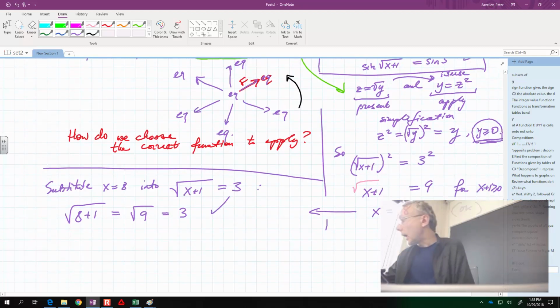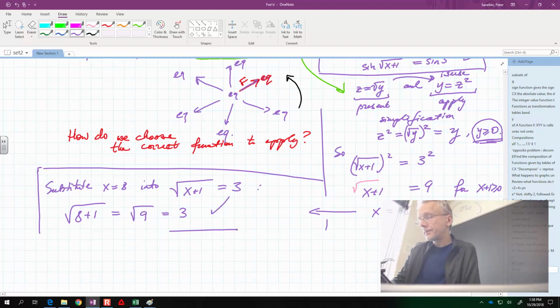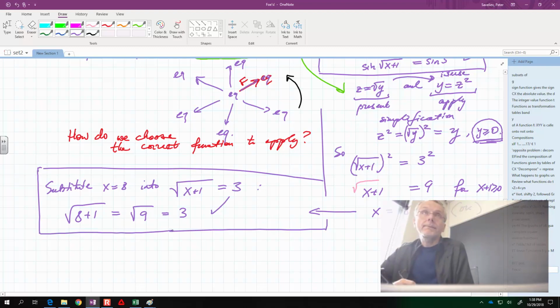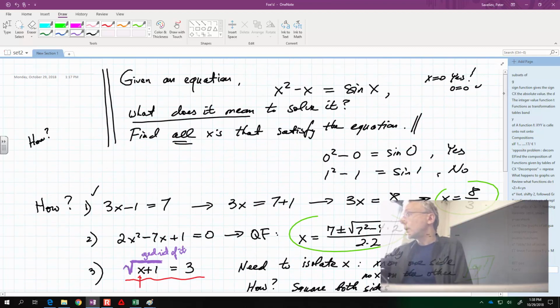So let's reiterate what we have accomplished so far. We're solving an equation, so this is what it means to solve an equation. And are we done?